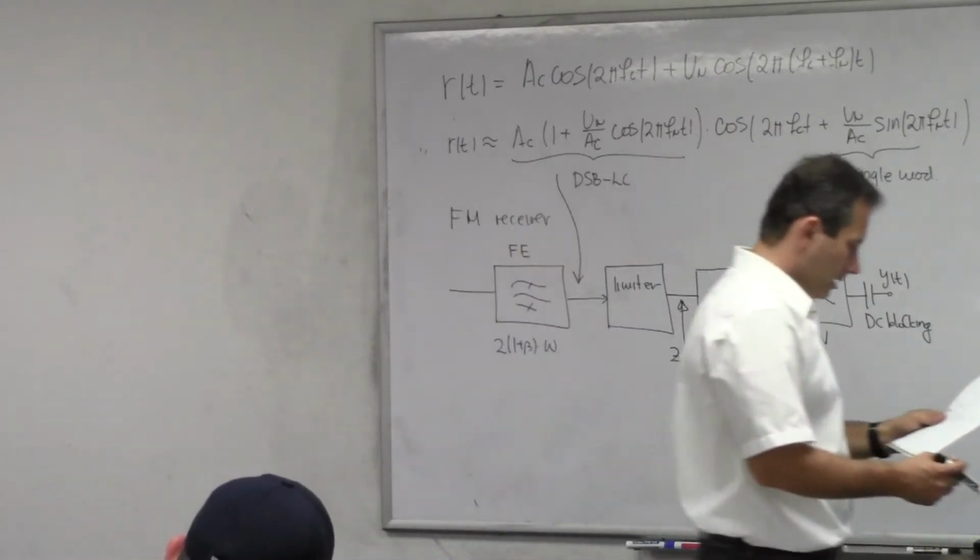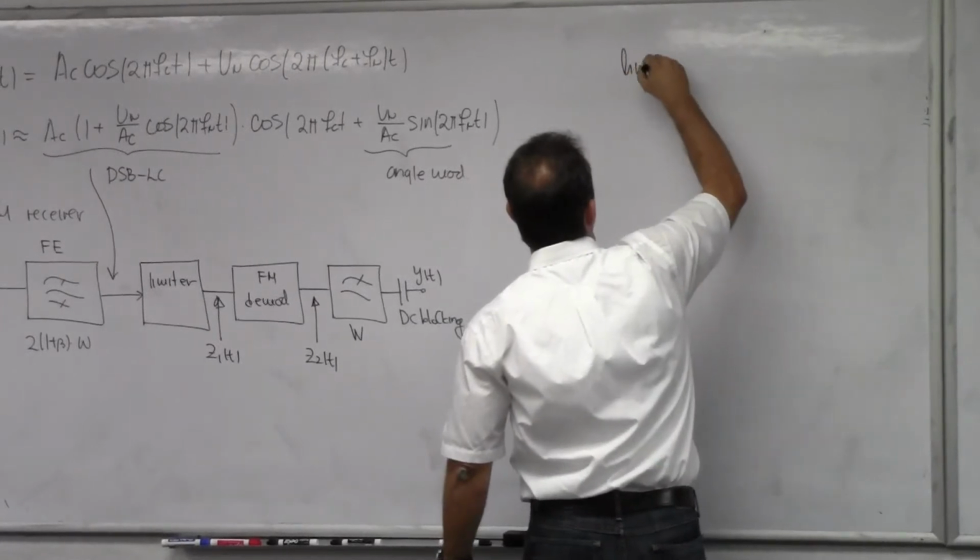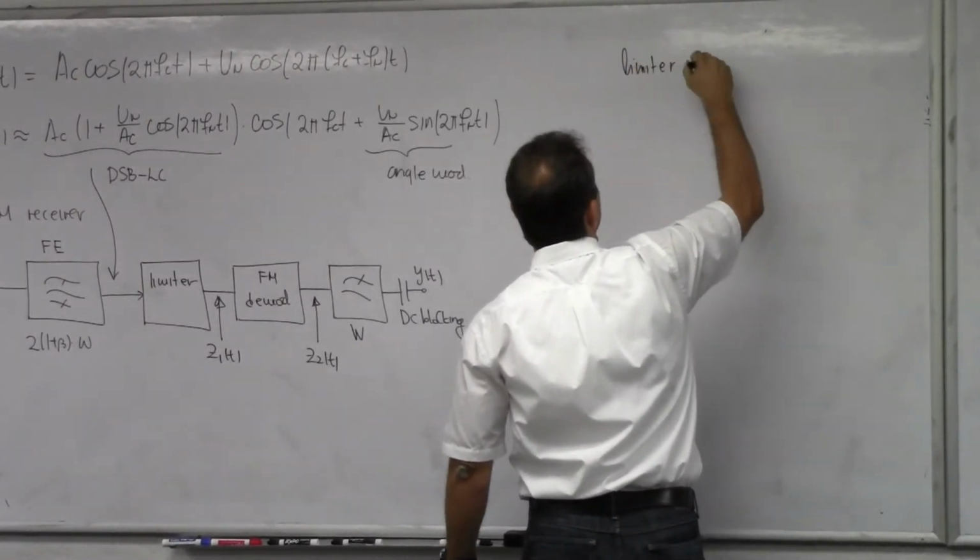So, how does the limiter implementation work?